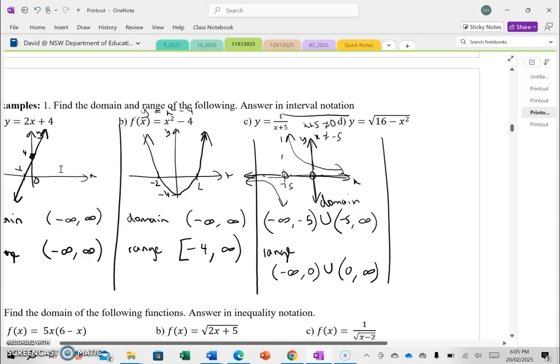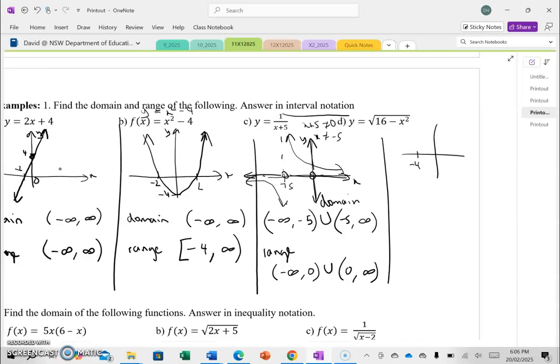You should recognize this, if you know your functions, as a semicircle of radius 4, and it's the top part of a semicircle, so it should go up like that, centered at the origin. If you can sketch, it makes domain and range so much easier. So the domain, we're going from -4 to 4, and it's inclusive, so x can equal -4 and 4. Range, the lowest y value is 0, and that's included. And the highest value is 4, and that's included.